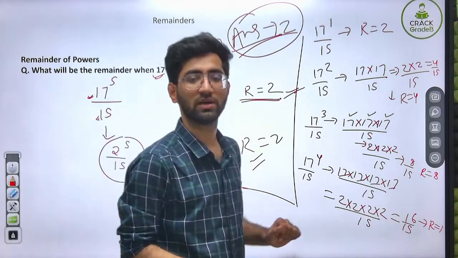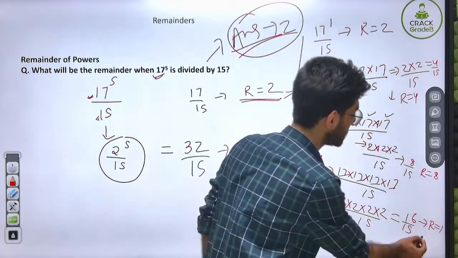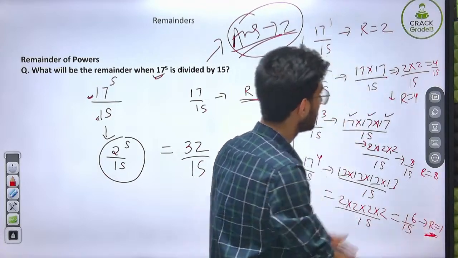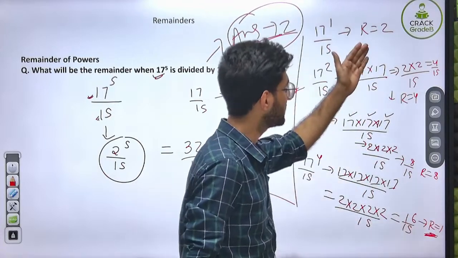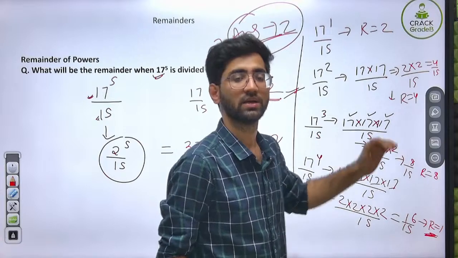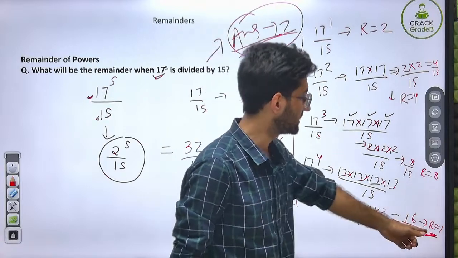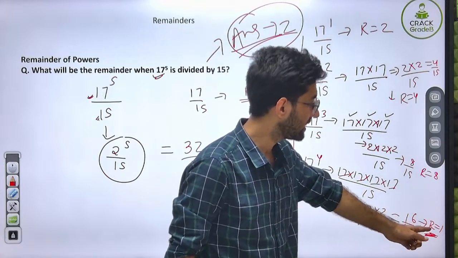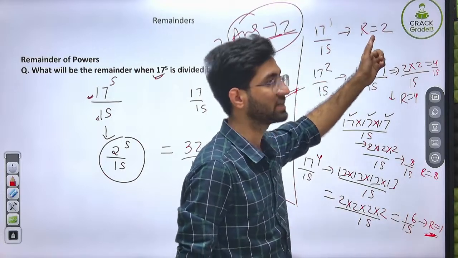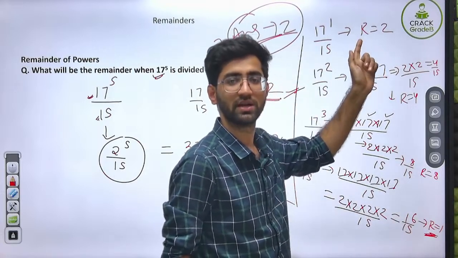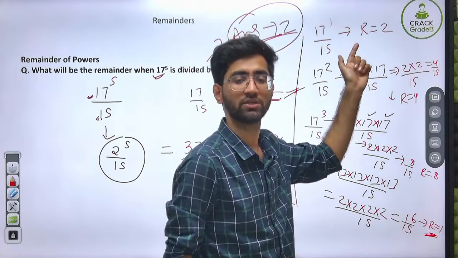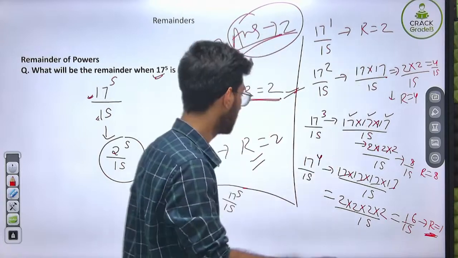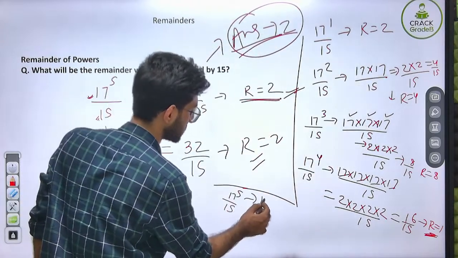And I have told you earlier that once you reach the remainder 1, the remainders start to repeat themselves. Meaning if you have found the remainder as 1, you will get the next remainder 2. So you don't need to solve it further. But even if you want to solve it, you can solve it.